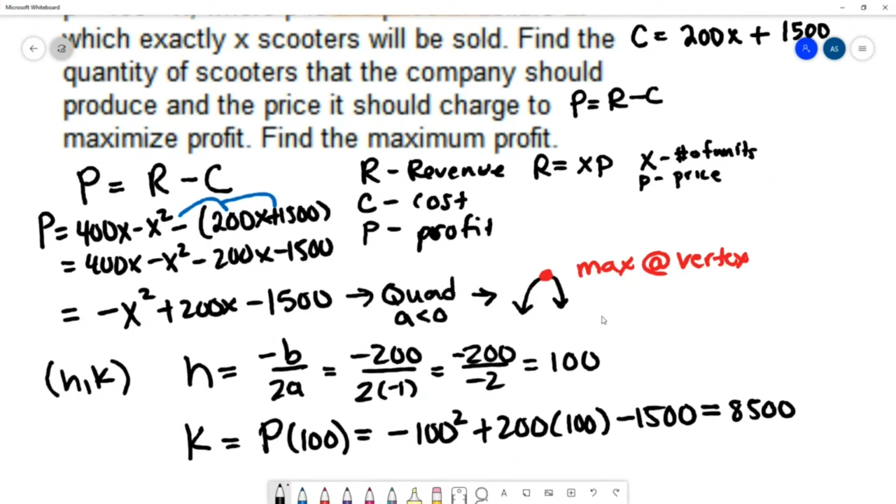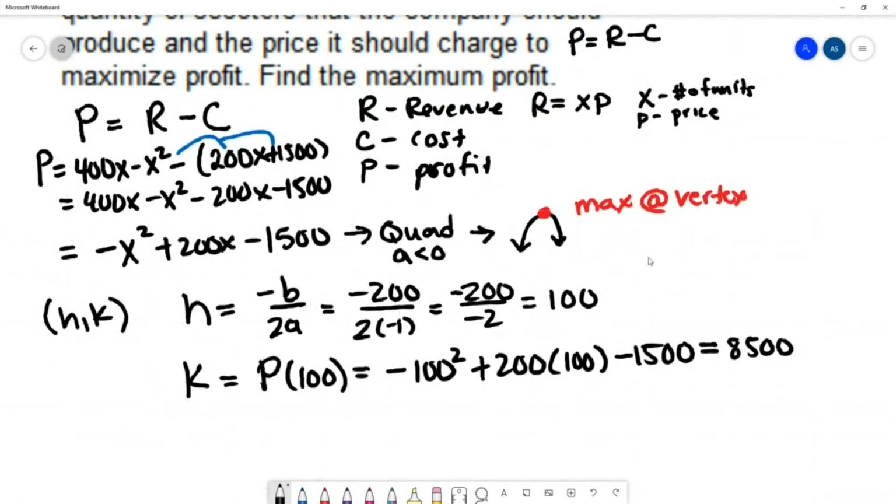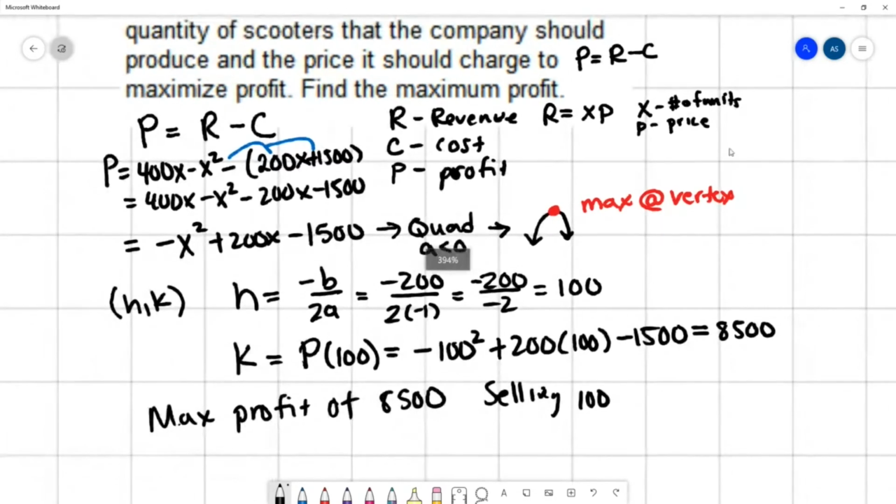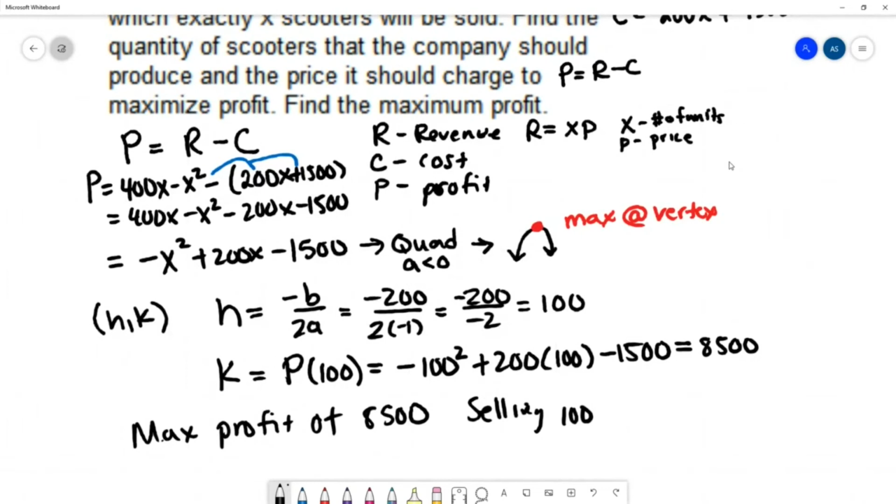So we are going to have a maximum profit of 8,500 by producing and selling 100, what are we selling? I don't even remember. Scooters.